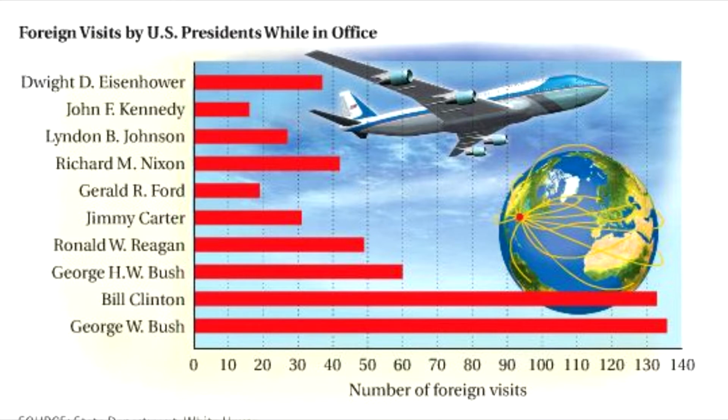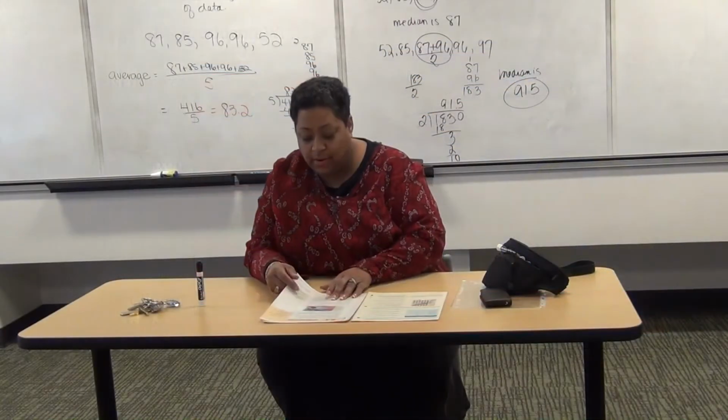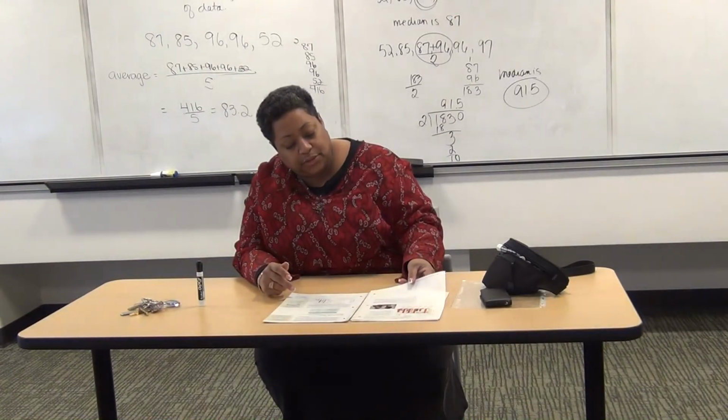Okay, so which president had the most visits? George W. Bush. And he had about how many visits? If you look at the chart very closely, that red line is halfway between the 140 and the 130. So I would say about 135. Now, if we want to know how many visits George H.W. Bush had, you see the little red thing is right on the line. So he had about 60 foreign visits. All right, now let's turn to the next page.